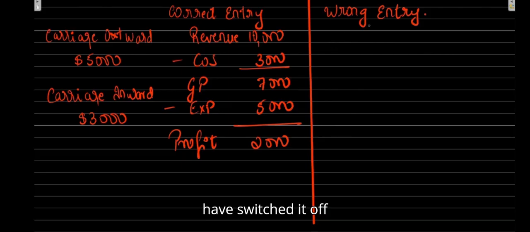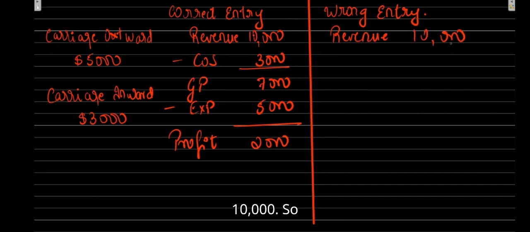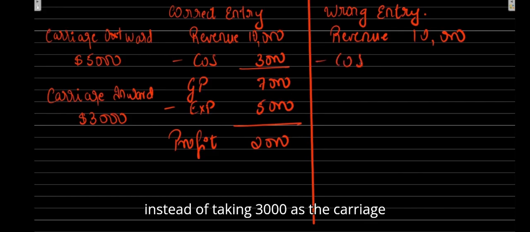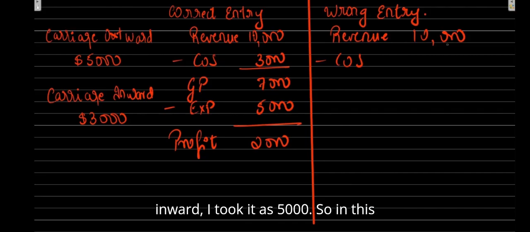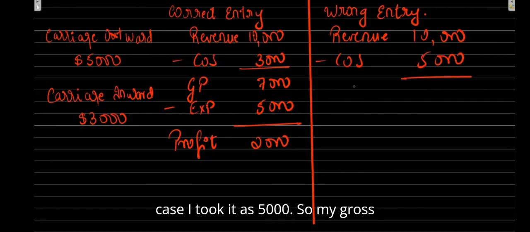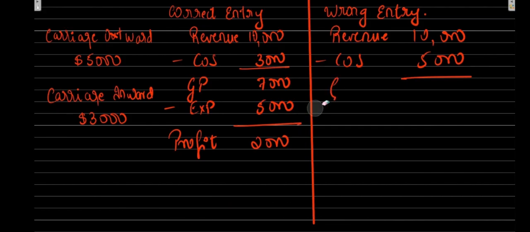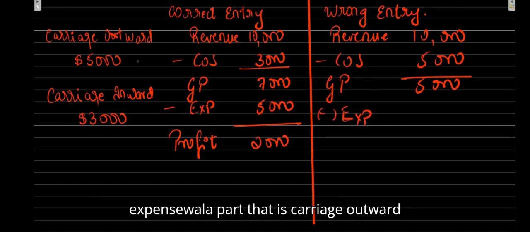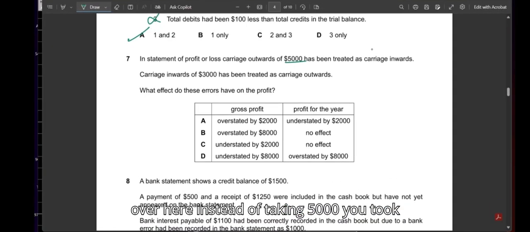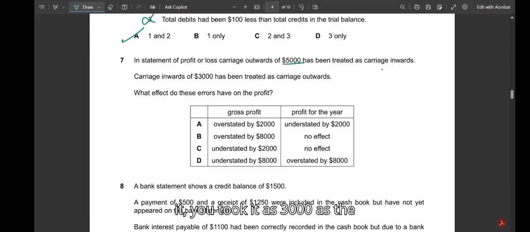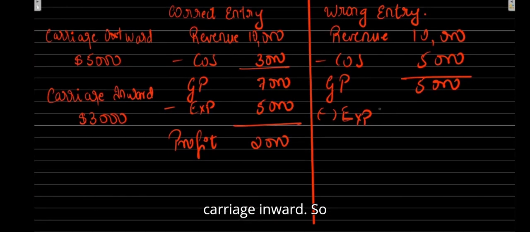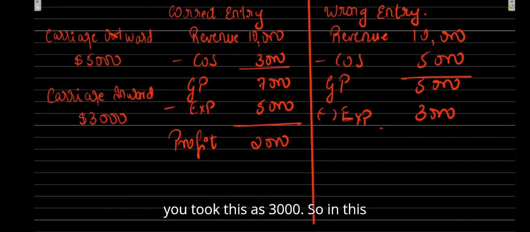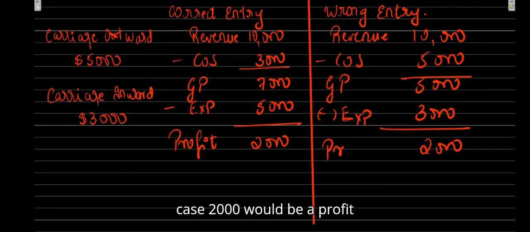But instead we have switched it. The revenue is the same, that is 10,000. Instead of taking 3,000 as the carriage inward, I took it as 5,000. So my gross profit is coming to 5,000, and the expense part, that is carriage outward, instead of taking 5,000, you took it as 3,000. So in this case, 2,000 would be the profit of the year.